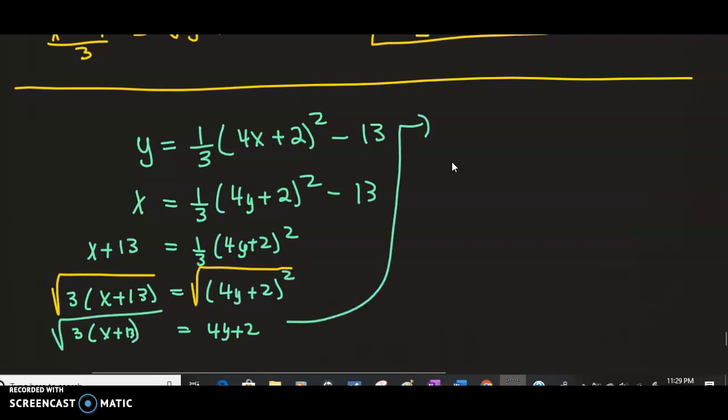And so now add 2 and then divide by 4. So you end up with y equals 1/4 square root of 3 times x plus 13, minus 2 in parentheses. There's your answer.